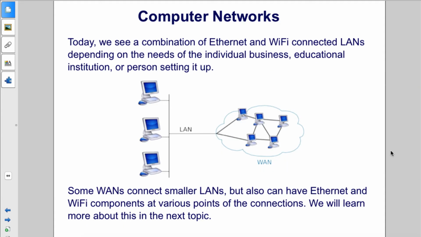Today, we see a combination of Ethernet and Wi-Fi connected LANs depending on the needs of the individual business, educational institution, or person setting it up. Some WANs connect smaller LANs, but also can have Ethernet and Wi-Fi components at various points of the connections. We will learn more about this in the next topic.